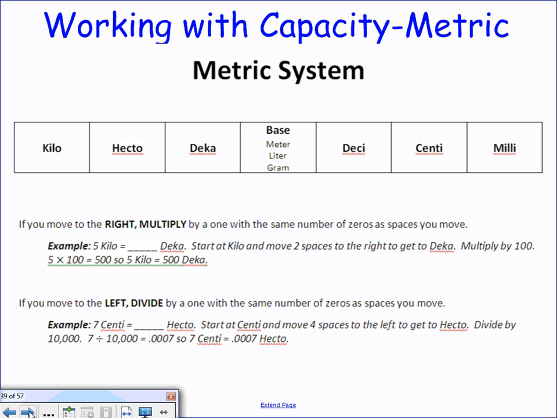Okay, the next part here, working with the metric system for units of capacity, which are liters. We use the same chart that we've been using for everything else in the metric system. So again, you're going to use this metric system chart. You should have a big copy that I gave you. You can also just use this one in your note sheet.